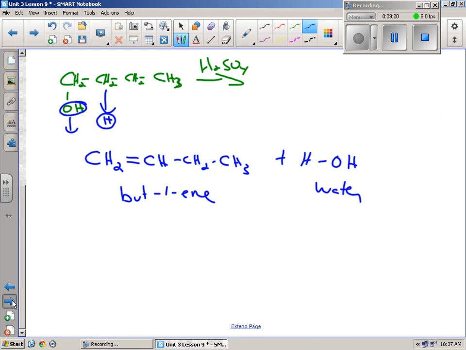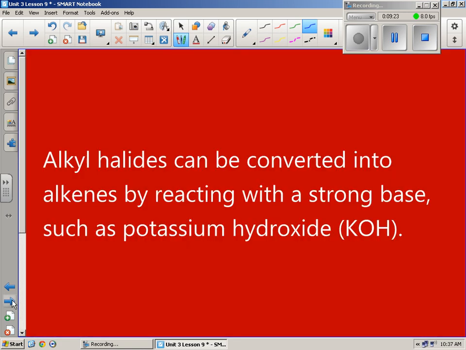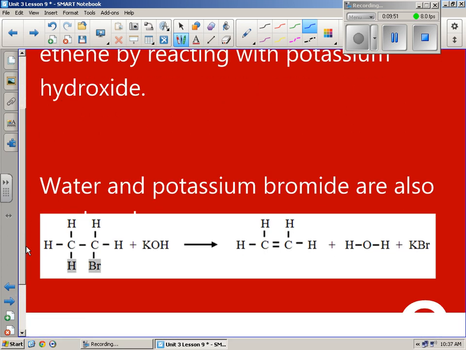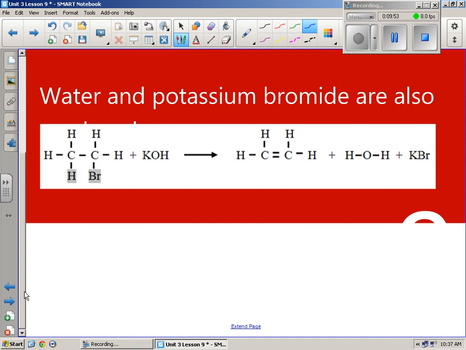Let's look at the next one here. So alkyl halides can be converted into alkenes. Alkyl halides, so carbon chains with that halide. So fluoro, chloro, bromo, iodo, things like that, can be converted into alkenes by reacting with a strong base, such as potassium hydroxide, right? Bromoethane, for example, can be converted into ethene by reacting with potassium hydroxide. Here's how it happens, okay?